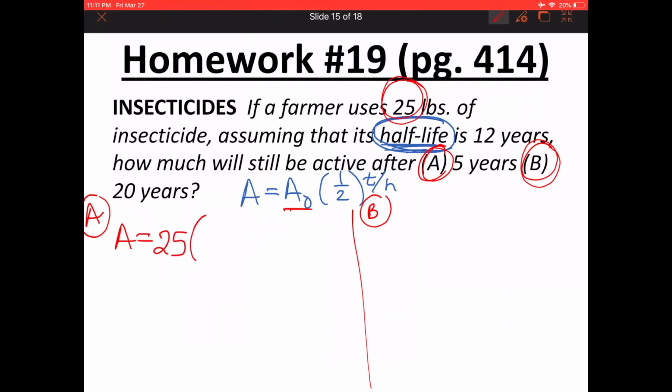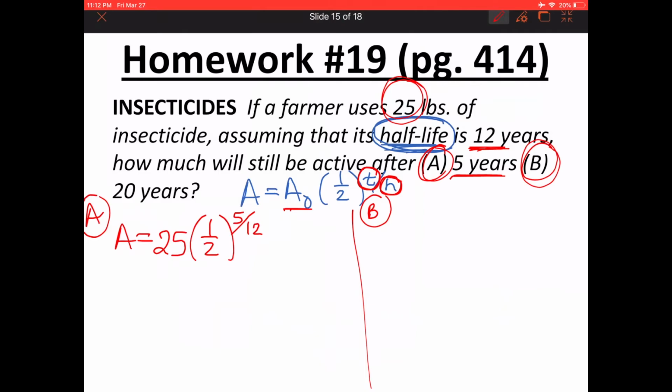So I'm going to put 25 times 1/2. T is the amount of time that has passed. In example A, the amount of time that has passed is 5 years. H is the half-life, and in the directions, I'm told that the half-life is 12 years. So I'm just going to put 12 right there.